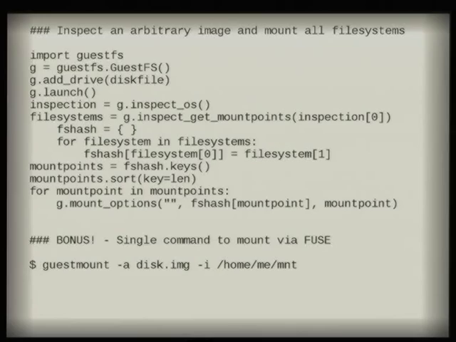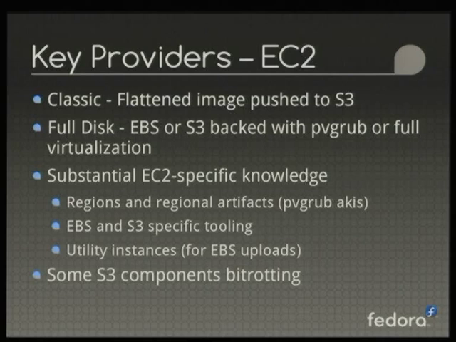Let's go on to talk about some of the actual real cloud and other destinations that we can support with Image Factory. So the very first thing, obviously, the 800-pound gorilla in the room in the cloud space is EC2. And the EC2 provider is still probably the biggest and most complicated one that we have in Image Factory.